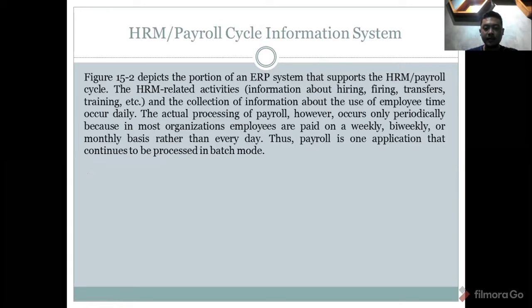Human Resource and Payroll Cycle Information System. Figure 5-2 depicts the portion of an ERP system that supports the human resource management and payroll cycle. In the human resource management related activities, information about hiring, firing, transfers, training, and so on, and the collection of information about the use of employee time occur daily.